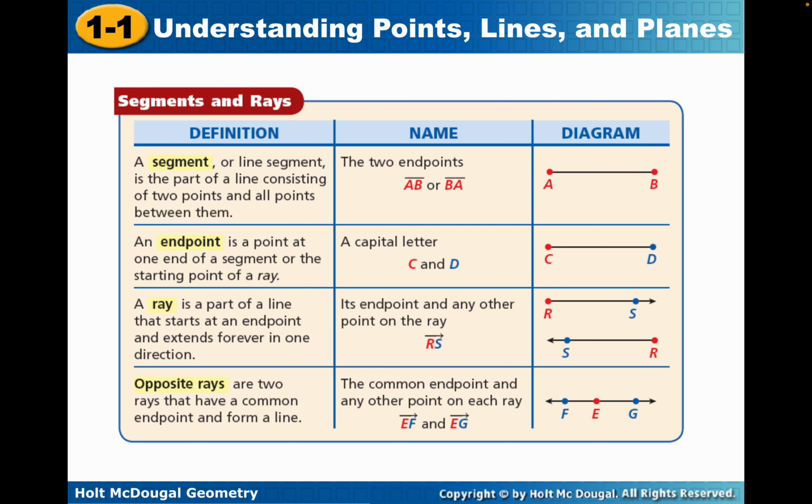So you've got to make sure you're labeling the same as the diagram that you are given. The diagram has 2 pictures, but those will still both be labeled RS with that arrow above the S.